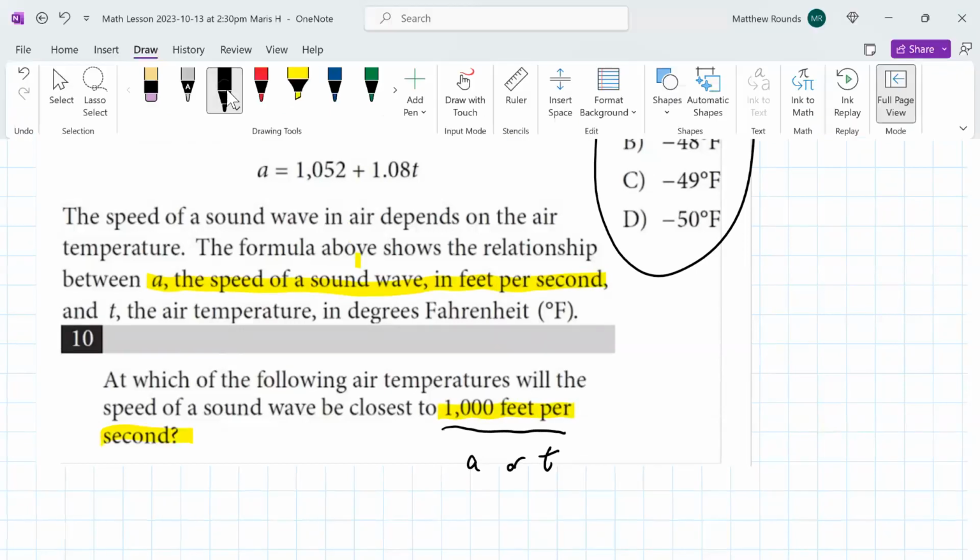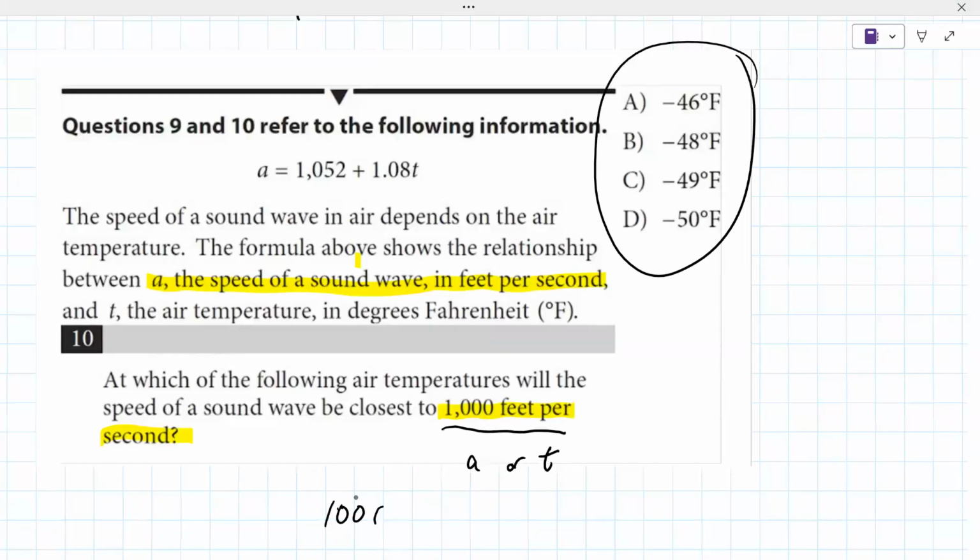Okay, all right. So now if you write 1000 in for A, you have two ways to solve this. Way number one is to just solve this the way you've always done. You're allowed to use a calculator. Way number two is to try these numbers in for T. Either is okay. So do you have a calculator handy? I do. Okay.